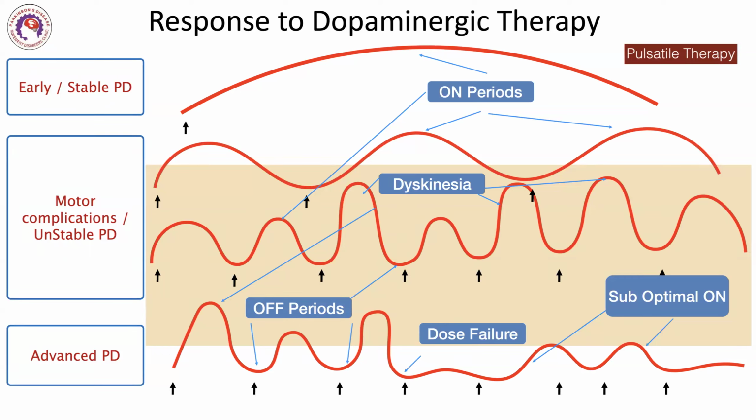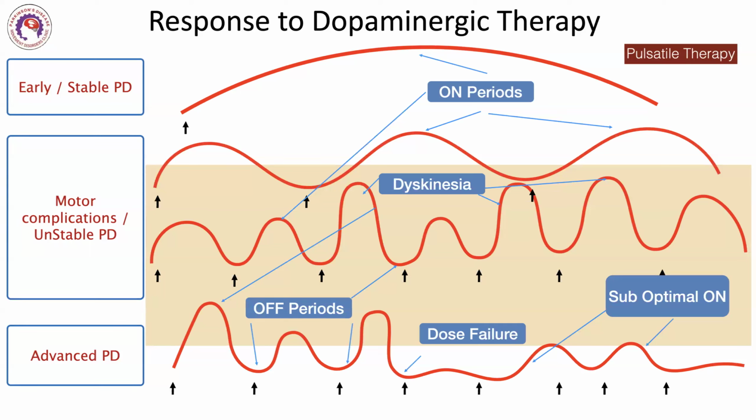You can see on the y-axis, from top to bottom, how the response to therapy evolves: from a good response, to a sinusoidal response, to an erratic response, to more and more dose failure. By the time you come to advanced Parkinson disease, which is related to various factors including gut motility, medication limitations, and other things, it plays a role in managing medications.